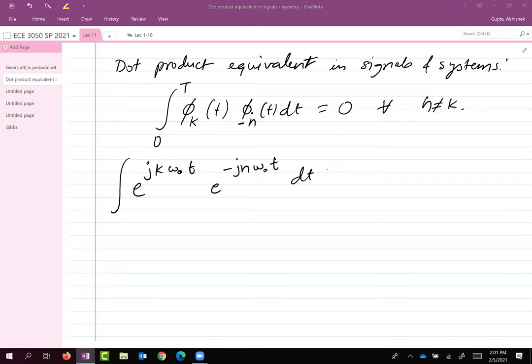Someone has asked me a question: can we consider functions as vectors with infinite dimensions? That's exactly true. That's how mathematicians treat functions. They are vectors with infinite dimensions.